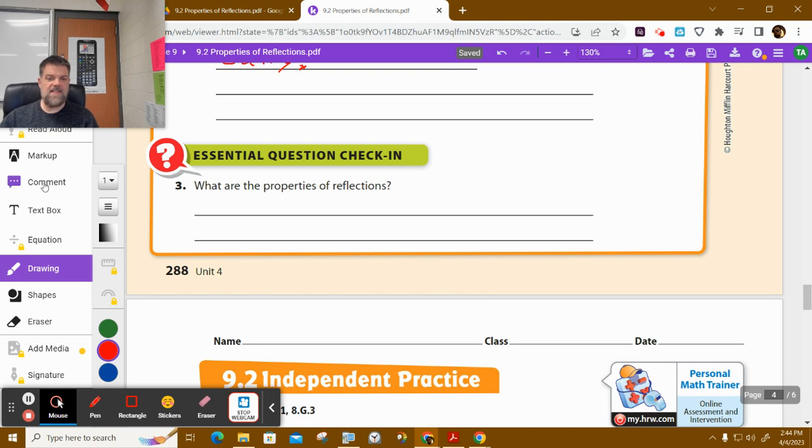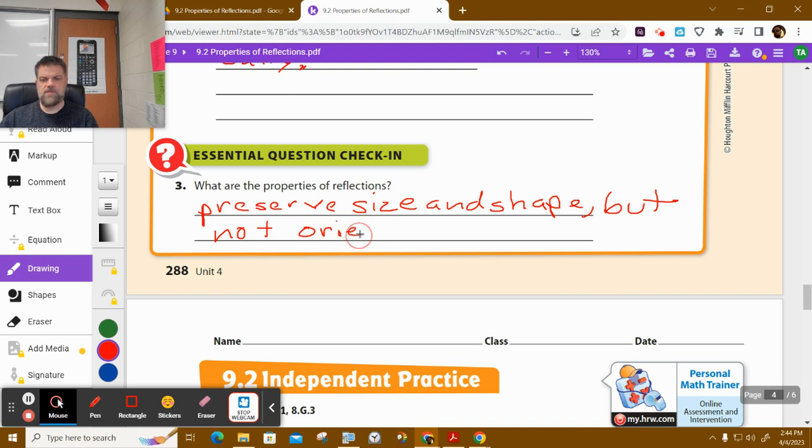And then lastly, question number 3 is, what are the properties of reflections? Well, they preserve size, and shape, but not what? Orientation. Very good.